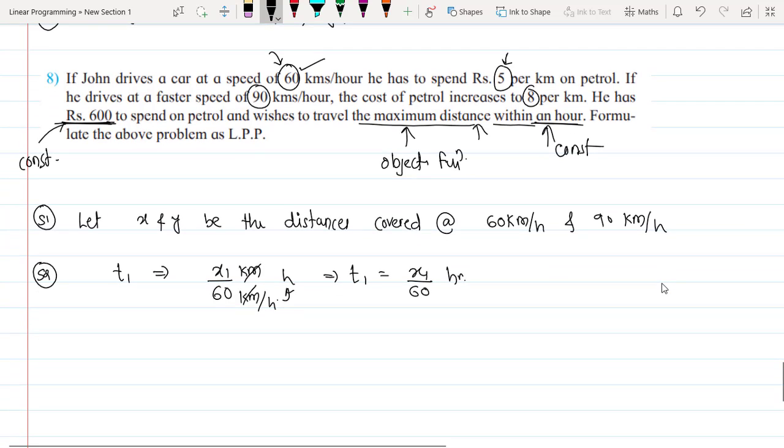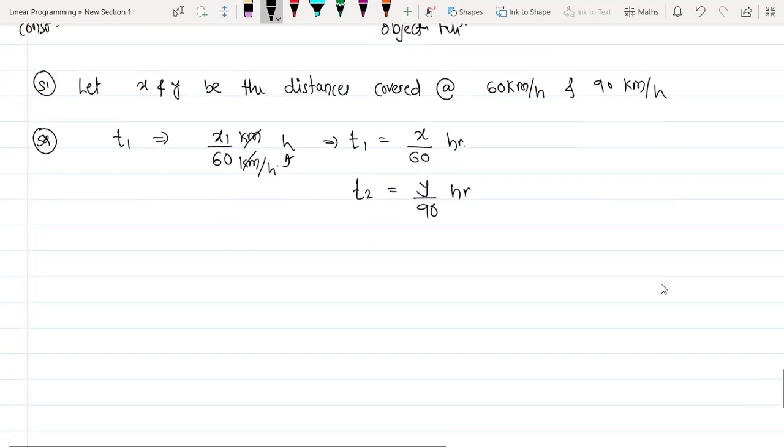Similarly, can I get t2 here? That is the time required to travel at 90 kilometers per hour. So that is nothing but x1, no, it will be y, sorry, y only, not x1. So here you will have y by 90 hours. Similarly, tell me what is the maximum constraint: within an hour is mentioned. So t1 plus t2 should be less than or equals to 1 hour. So this is constraint number 1.